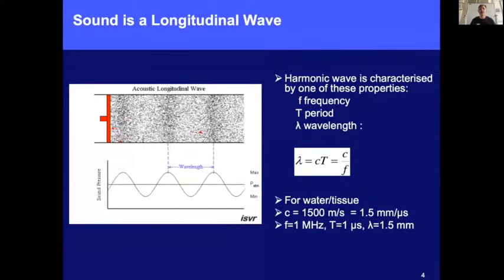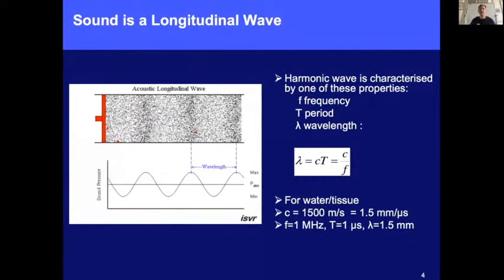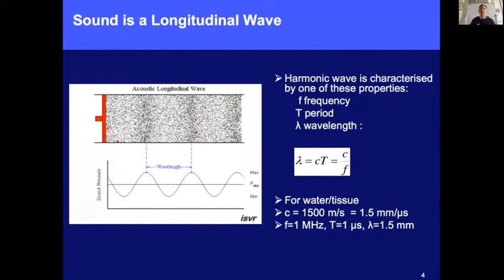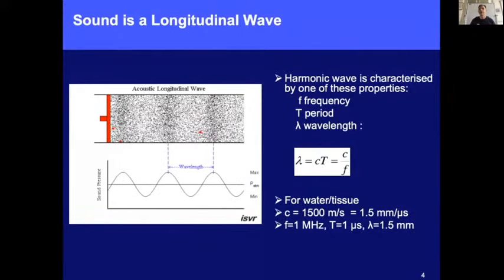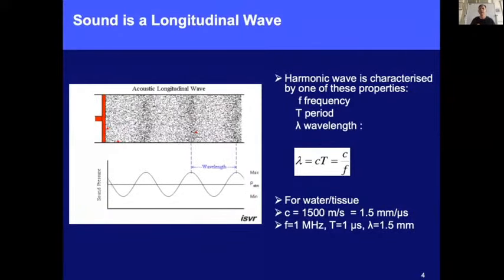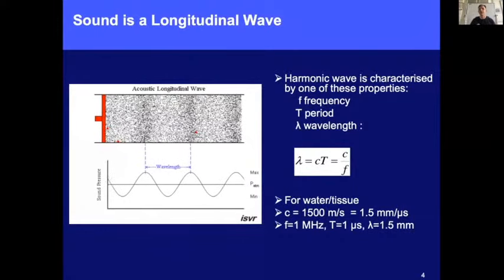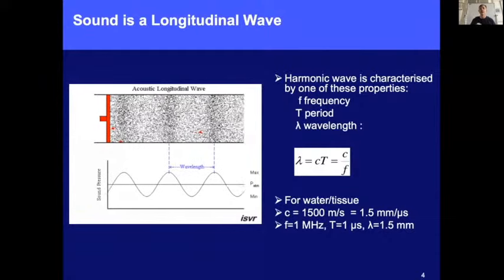And so for water, and tissue and water have similar acoustic properties in many ways, the speed of sound is roughly 1,500 meters a second. And we often, in biomedical ultrasound, talk about that as 1.5 millimeters per microsecond. We're typically interested in millimeter length scales, and so it turns out to be convenient to think about microsecond timescales as well. So what does that mean?